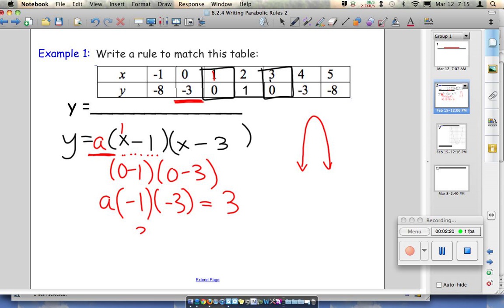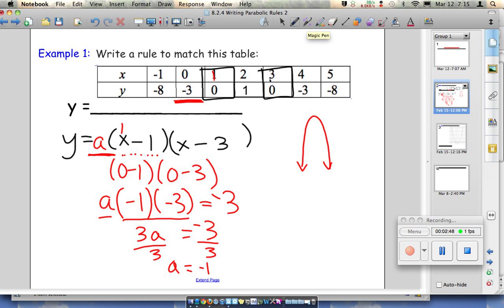So we have to figure out what a is. So this actually gives me 3a, because 3 times a. And I want that answer to give me not just 3, but negative 3. I want it to be negative 3 in order for it to work with my table. So I divide both sides by 3, and I see that a has to be negative 1. So whenever your rule does not work for your points, you have to figure out what the a value is. So let's look at that in the next example.